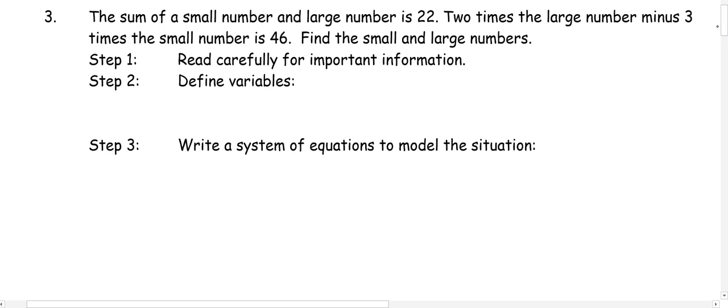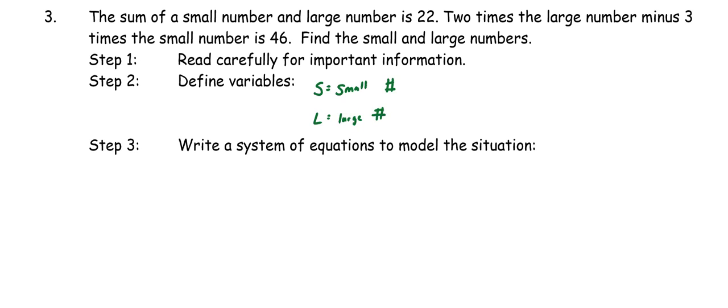In number 3, the sum of a small and large number is 22, and 2 times the large number minus 3 times the small number is 46. So in this case, they're giving us two sentences that have our equations in them. So first we need to identify the variables. We're trying to find the small and the large number. So let's use S for small number and L for large number.